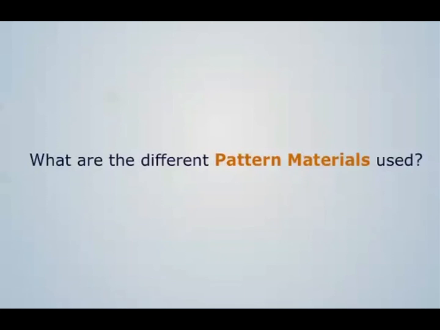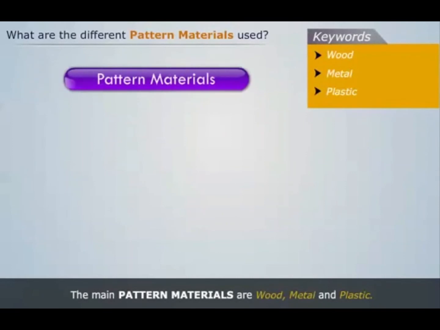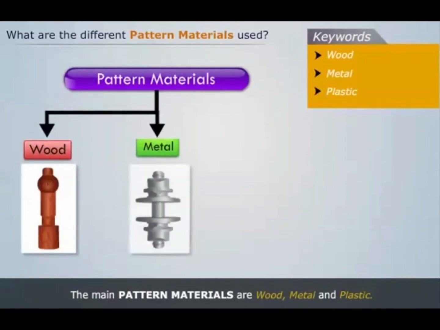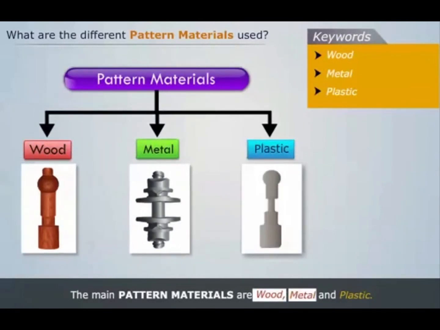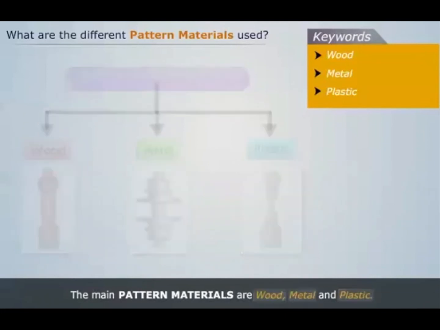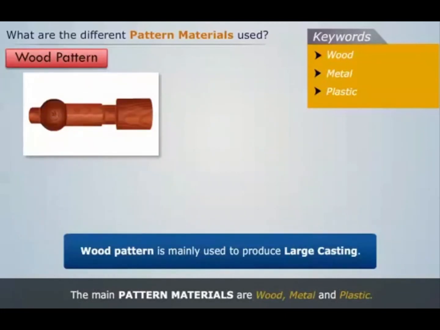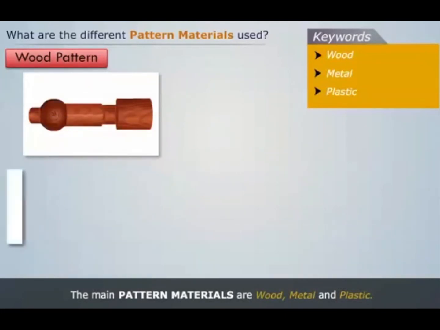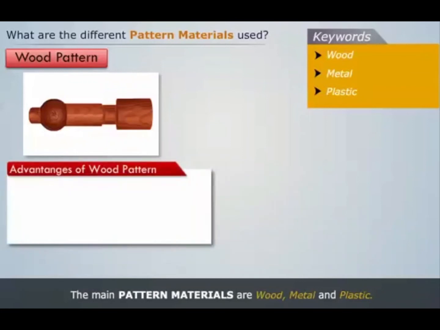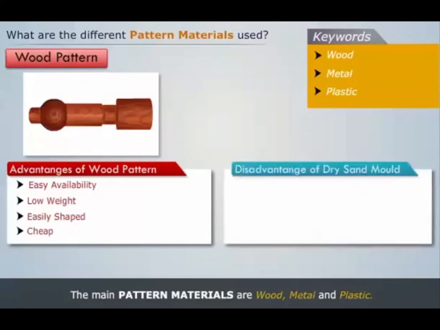Related terms: pattern materials used. The pattern used for casting is mainly made up of wood, metal and plastic. Wood pattern is mainly used to produce large casting. It is a commonly used pattern due to the following advantages. It is easily available, its weight is light, it can be easily shaped and is cheaper. But the main disadvantage it possesses is that it easily absorbs moisture from the sand.